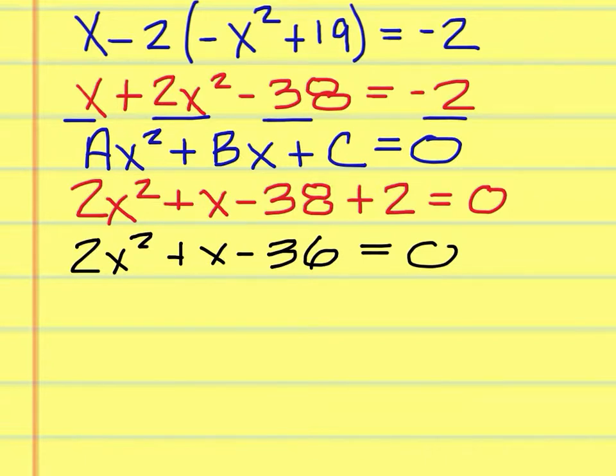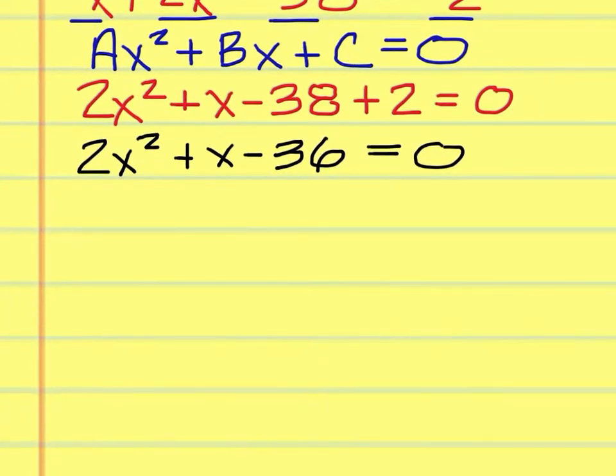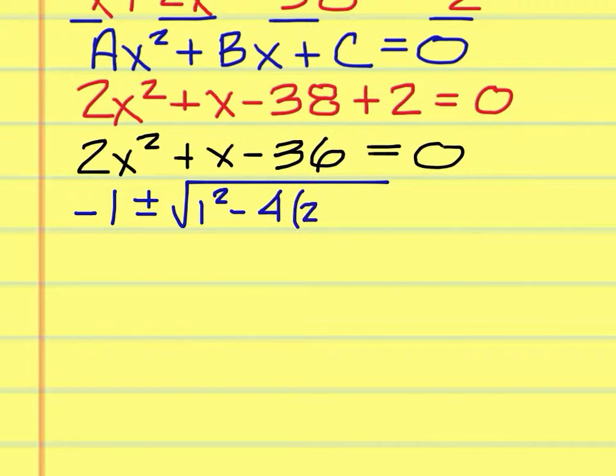You can factor, you can complete the square, you can use the quadratic formula. The easiest one in this case would be the quadratic formula. So that would be a -1 plus or minus the square root of 1 squared minus 4 times 2 times a -36, over 2 times 2.